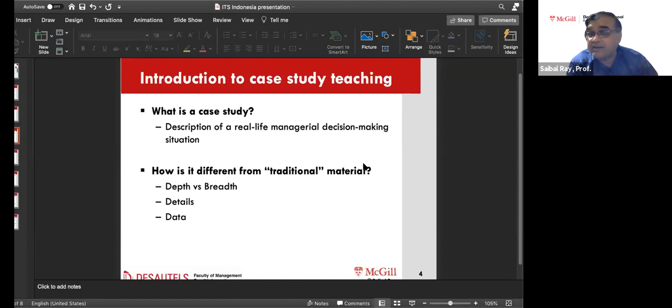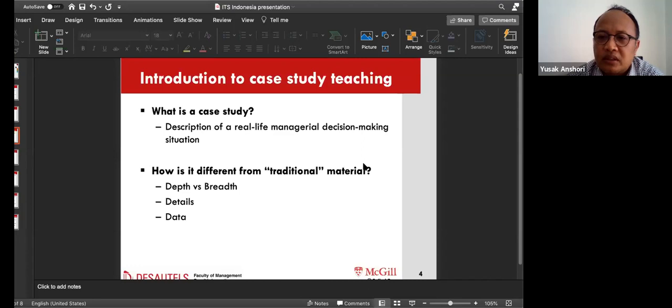It is more applicable, Prof, to implement, and it's easier for students to remember the knowledge that they got, because you pass through the case. So it will be easier to remember rather than just traditional teaching. That is the case that I experienced.